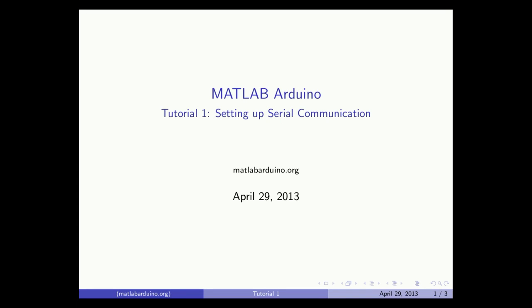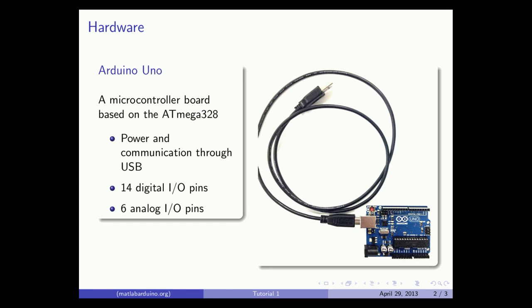Today we'll show you how to set up serial communication between an Arduino and your PC. The hardware we'll be using is an Arduino UNO, which is a microcontroller board based off the ATmega328. It can be powered and interfaced by a USB cable. It also has 14 digital I/O pins and 6 analog I/O pins.